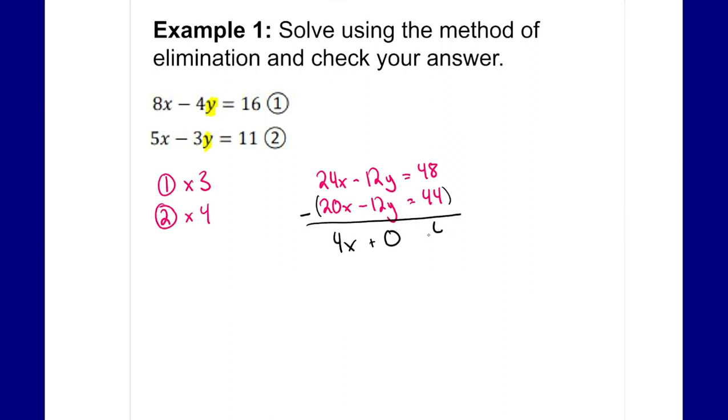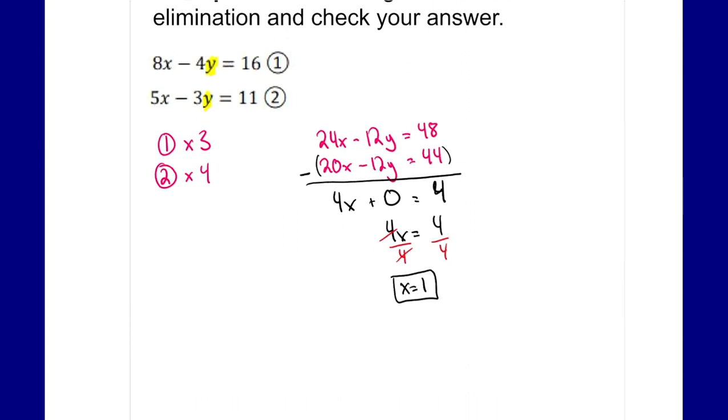So when I subtract these two equations, I cancel out my y variables, which is fine. I want one variable by itself, in this case x. So we get 4x equals 4, and I'm just going to solve this equation for x. Divide both sides by 4. One side cancels out. We're left with x equals 1. So now I know part of my point of intersection. I know the x value.